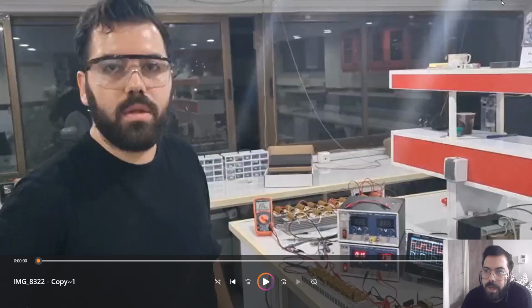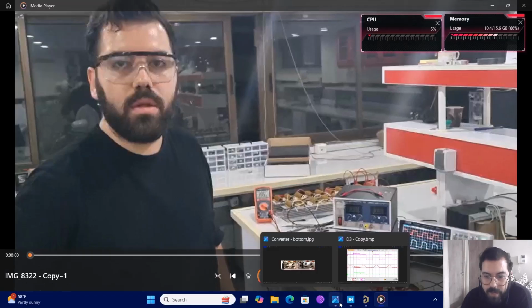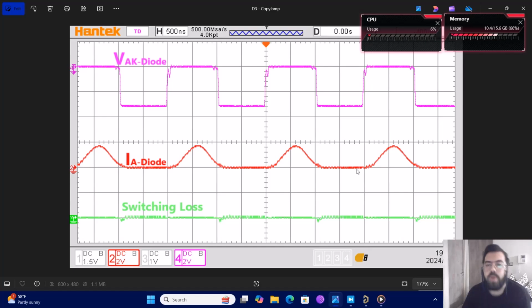Okay, now I have another result. I cannot show all my results, but I can show one of them. This result is for 330 watts. The output power of this converter that I tested is about 300 watts. You can see the main waveforms of one of my diodes, the voltage across the diode. It's very clean, and its current and the switching loss.